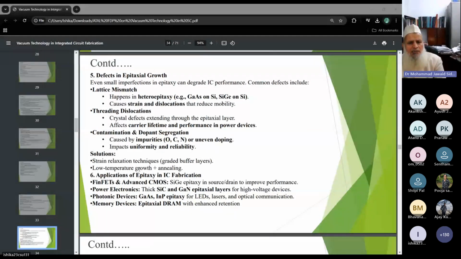Defects in epitaxial growth: even a small imperfection in the epitaxial layer can degrade IC performance. A common defect is lattice mismatch. It happens in heteroepitaxy, for example gallium arsenide on a silicon substrate, because the two materials have different lattice constants. This causes strain and dislocations that reduce mobility. Other defects are threading dislocation, contamination, and dopant segregation, and these are the solutions. Please go to the next slide.